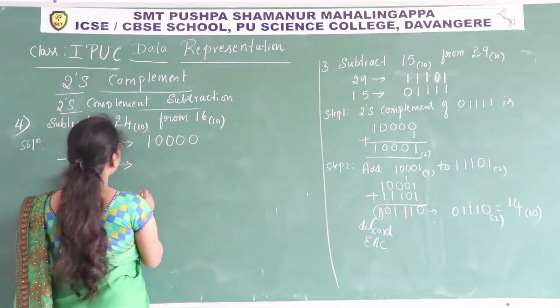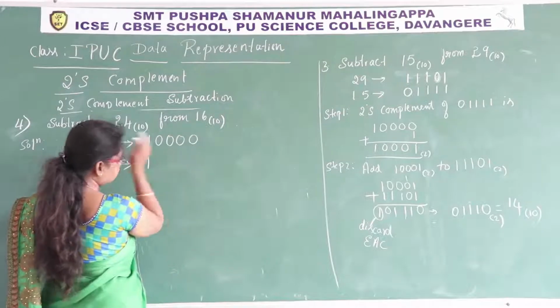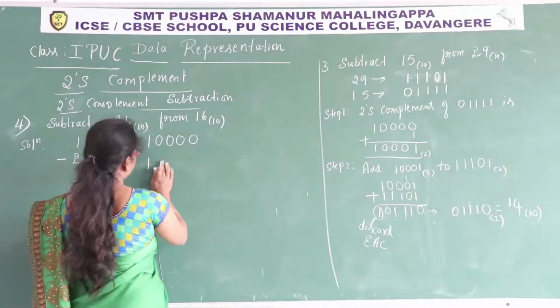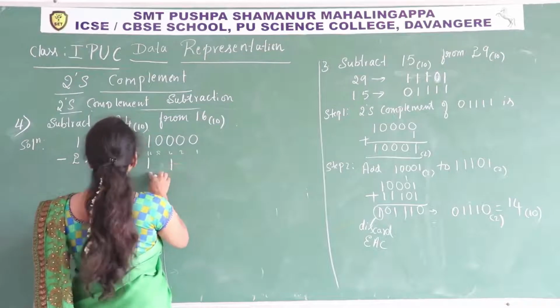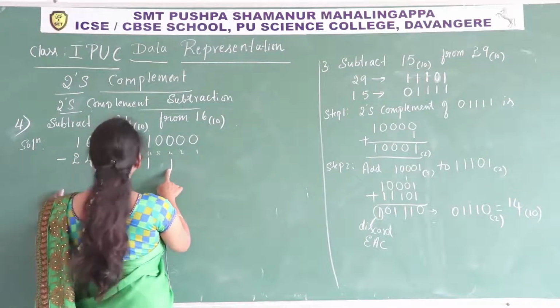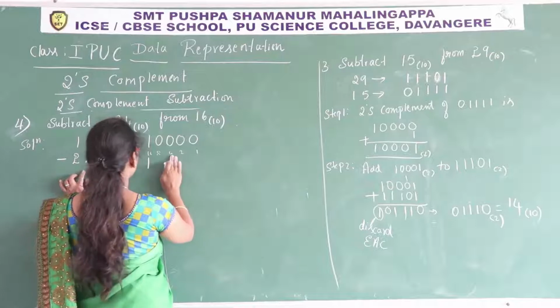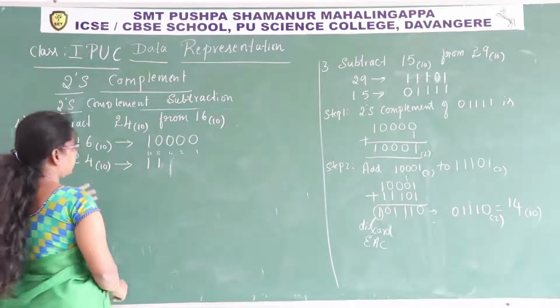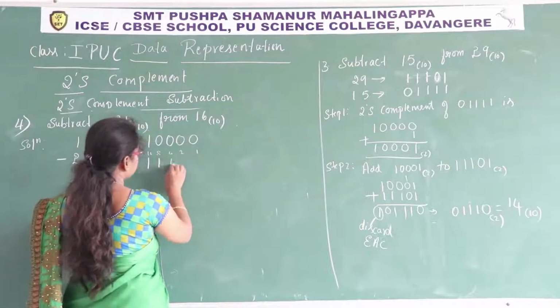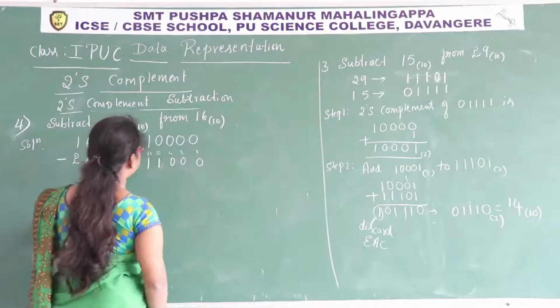Now 24: this is 16, 8, 4, 2, 1. 16 plus 4 is 20, so we won't get 24 if I use 4. 16 plus 8, what is the value? 24. Directly we get 24 here. 0 0 0.